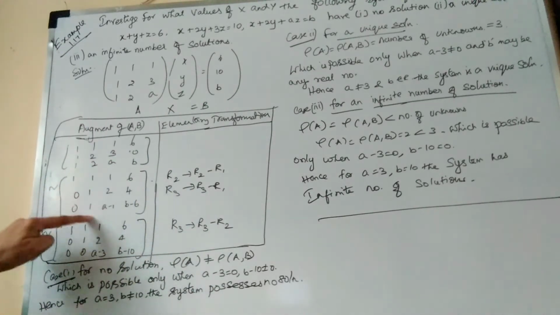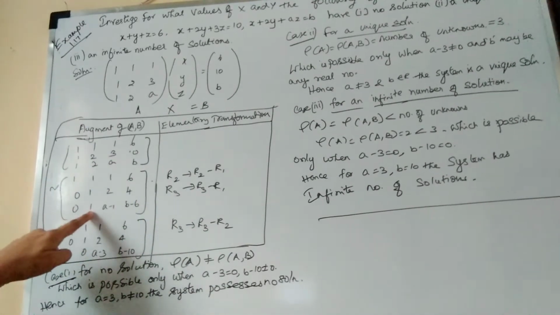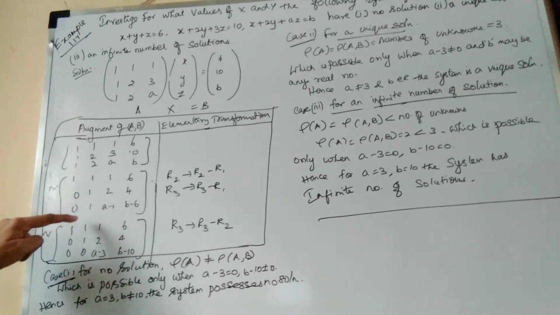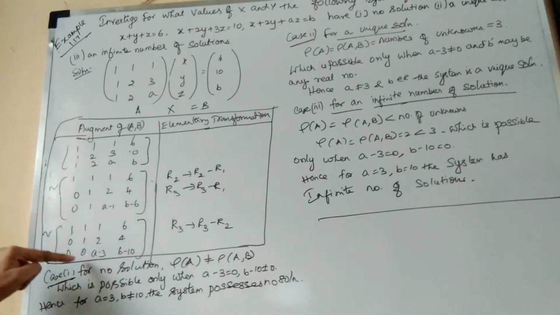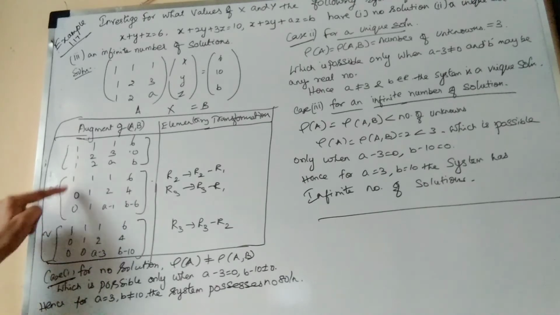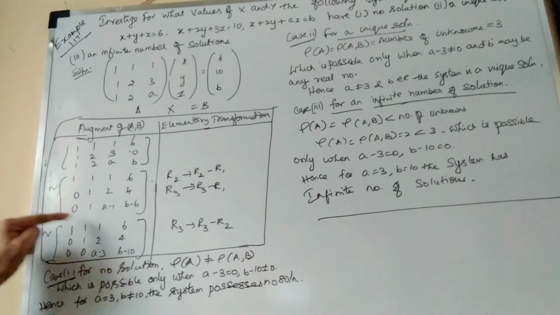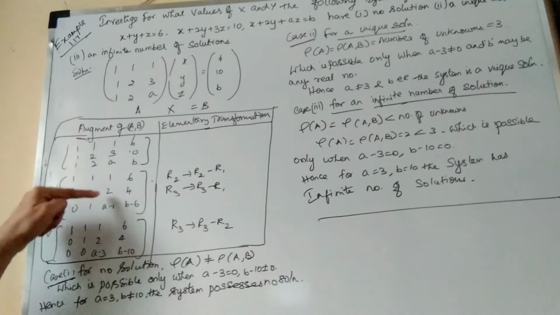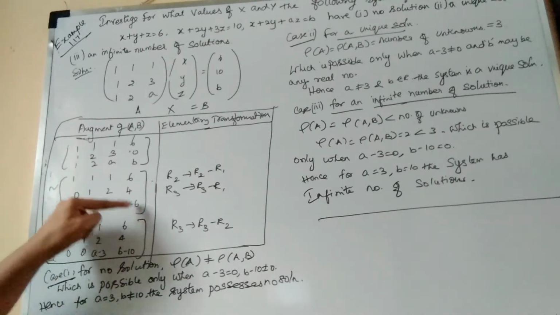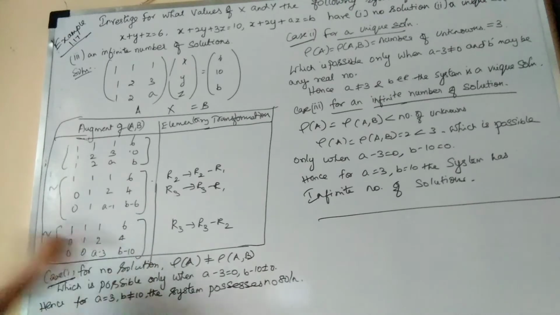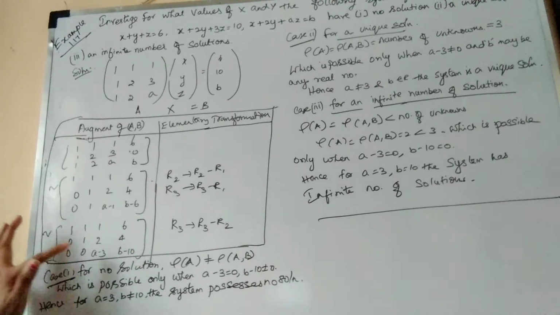Again, you have to make this element 1 as 0, so subtract row 2 from row 3: row 3 minus row 2. The first two rows remain the same. The third row you subtract row 2: 0 minus 0, 1 minus 1, a minus 1 minus 2, that is a minus 3, b minus 6 minus 4, that is b minus 10. This is your changed matrix. So now you have brought it to the equivalent form, with the elements below the diagonal as zeros.